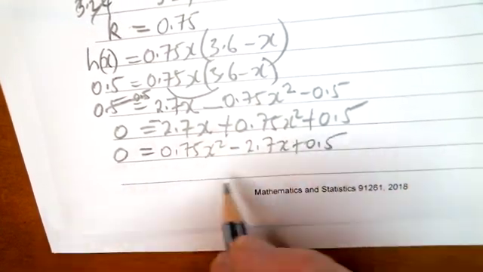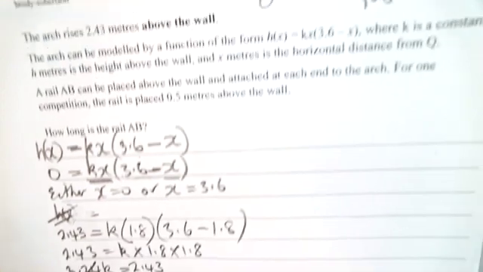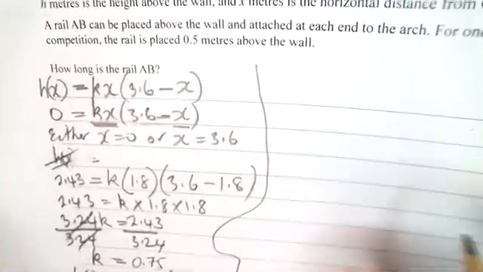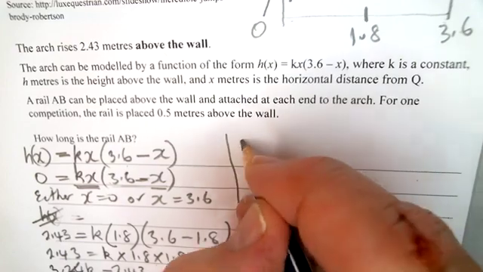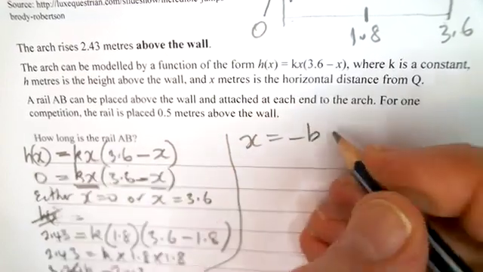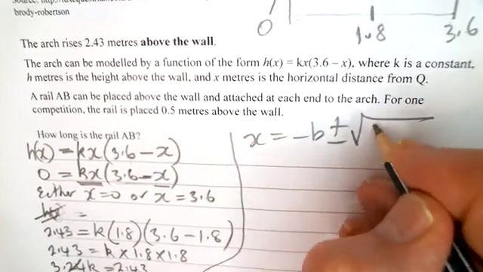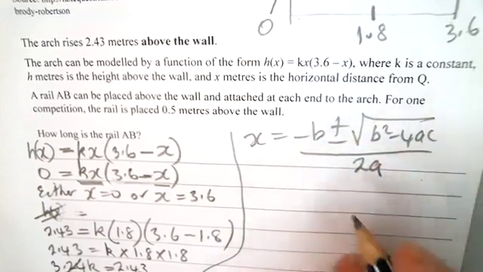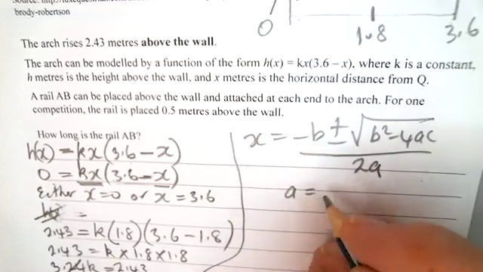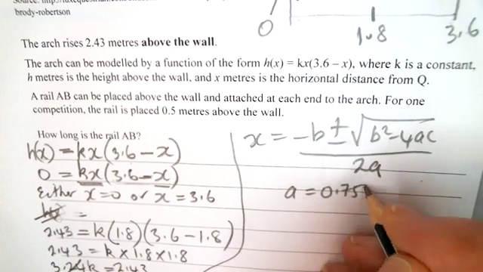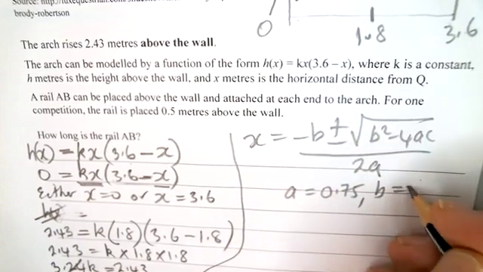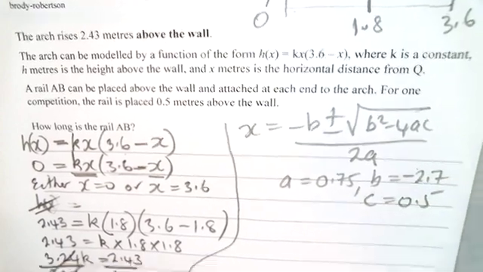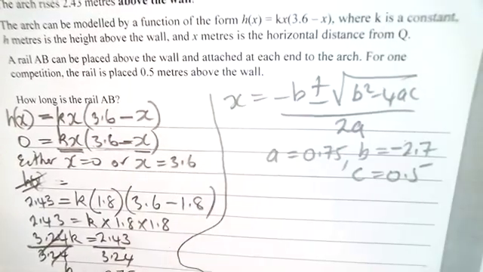All right, now we're going to solve for x. In other words, we're going to factorize this. And the way we would do that is simply use the quadratic formula, except I'm going to be very lazy. I'll write it out: x is equal to minus b plus or minus the square root of b squared minus 4ac, all over 2a. And then you can go, well, a is equal to 0.75, b is equal to negative 2.7, and c is equal to 0.5. And you can bung all of that in there and find out the two values.